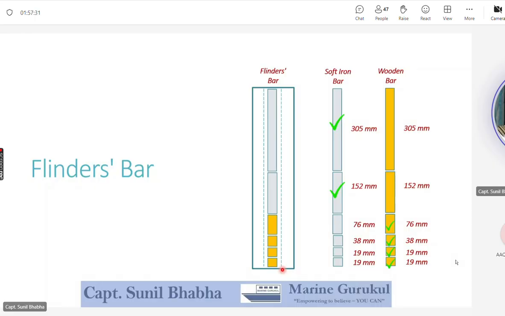Is it clear now, beta? Yes, sir. Clear, sir. Thank you. Go ahead, Vaibhav. Sir, do we have a diagram showing this in the actual binnacle? Where is it situated? Can we show it? Okay, I'll show you, beta. I'll show you.